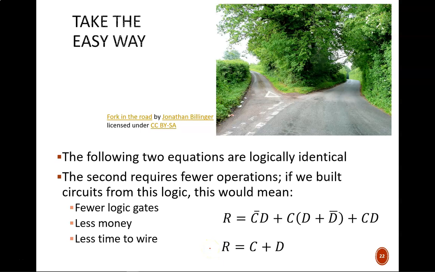It requires fewer logic gates, in fact, just one OR gate. This means a lower cost for materials like chips and wires. It also means less time to wire and fewer opportunities for mistakes. Perhaps most important, the second equation allows us to more easily wrap our minds around the situation. It becomes understandable logic rather than some abstract equation. So let's explore how we can apply Boolean rules to make our designs easier.